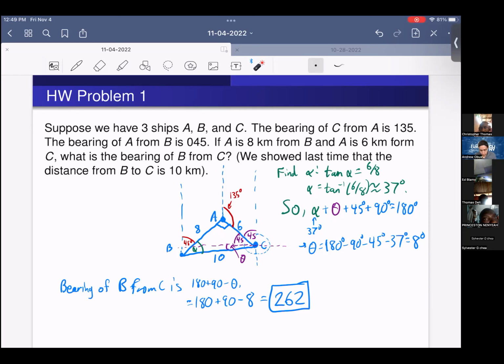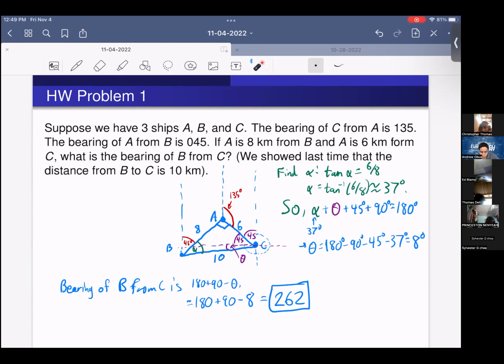Okay, but yeah, the correct answer, and this is a very nice solution, is 262, or 262.1 if you want more precision. So this is a pretty complicated bearing problem. I don't think you're going to get anything more complicated than this.